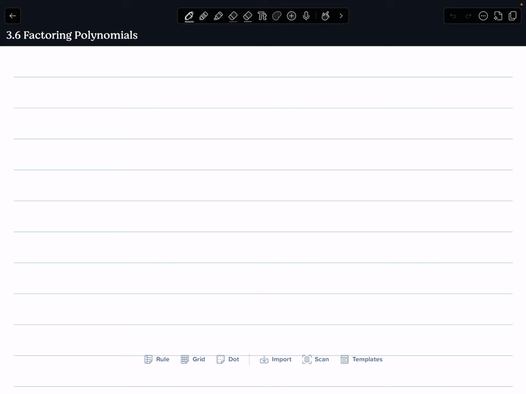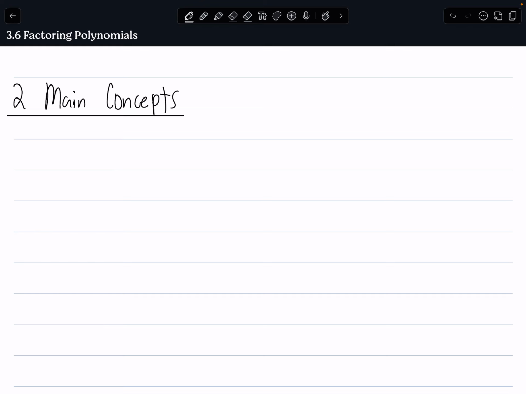Okay, chapter 3.6, we're talking about factoring polynomials. There's two main concepts you need to know. The first concept is called factor theorem. And the second concept is called remainder theorem. Now these are very useful tools. These are actually tools that we're going to be using throughout the course. Each of these tools, factor theorem and remainder theorem, has a significant purpose.